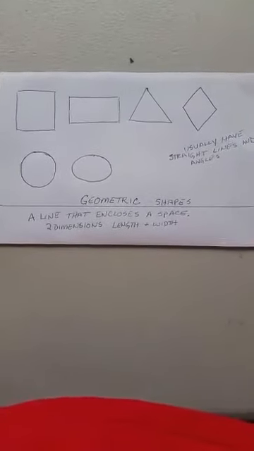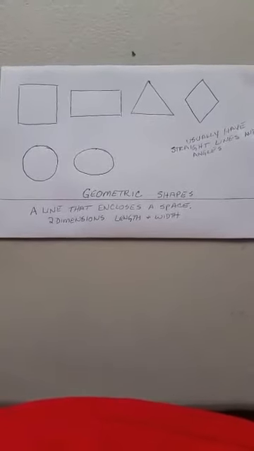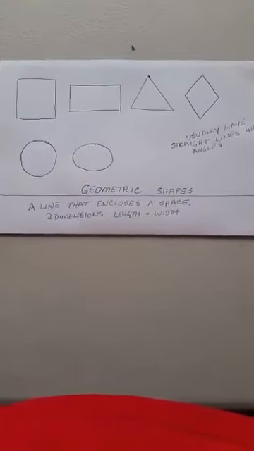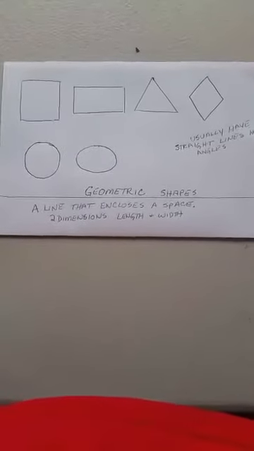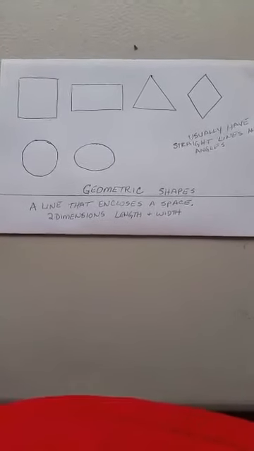Today we're going to explore some different kinds of shapes. First, we're going to start with geometric shapes. Now, a shape is a line that encloses a space. It's typically two-dimensional and it has length and width.